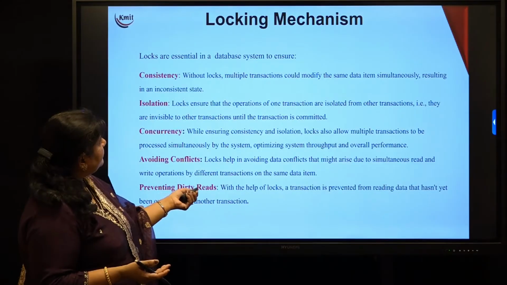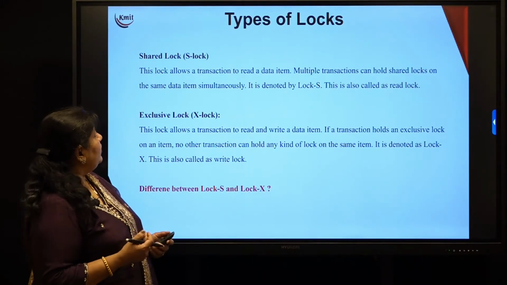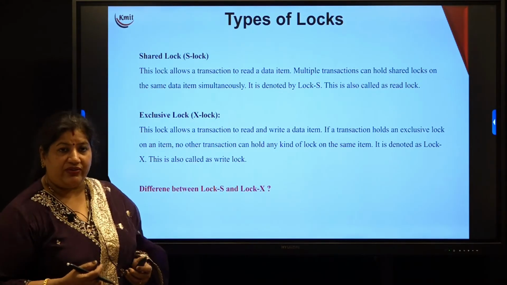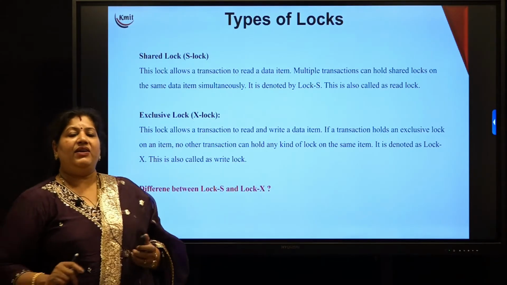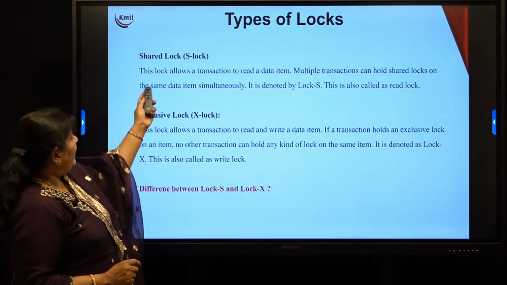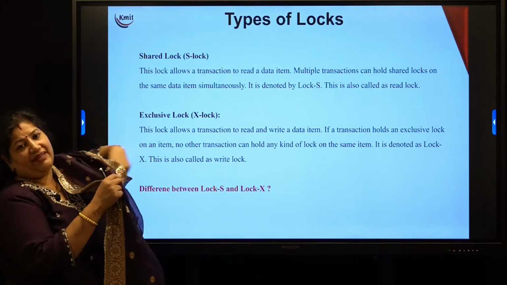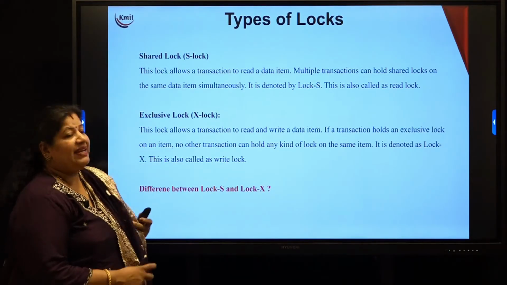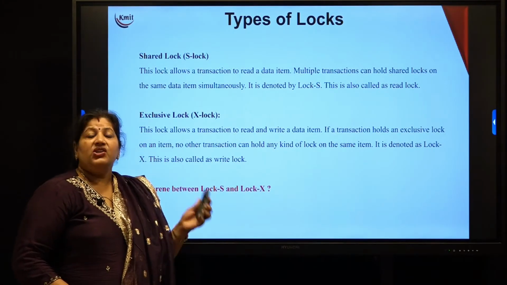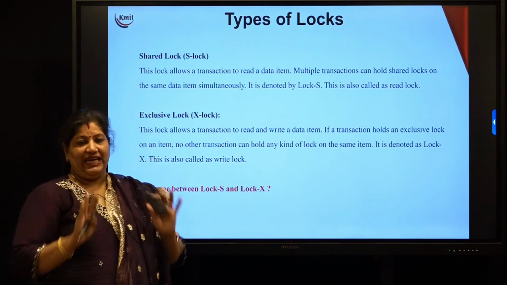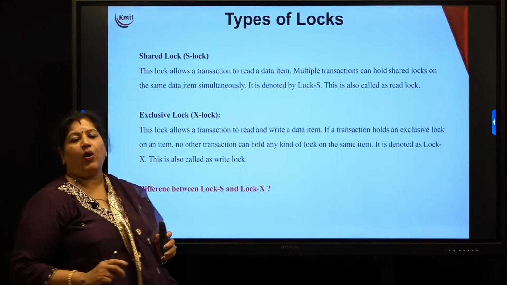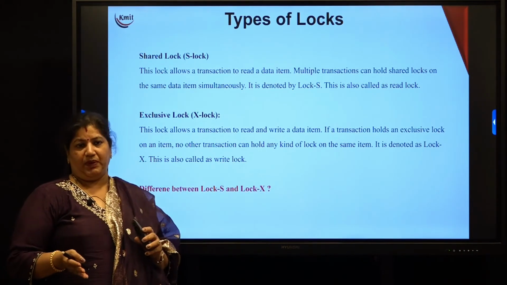Okay? Fine. Coming to the locks. How many types of locks are there? Basically, there are two types of lock. One is a shared lock, or I call it an S lock. The other one is an exclusive lock. Shared lock is used for read purpose, and exclusive locks are used for both read and write purpose.